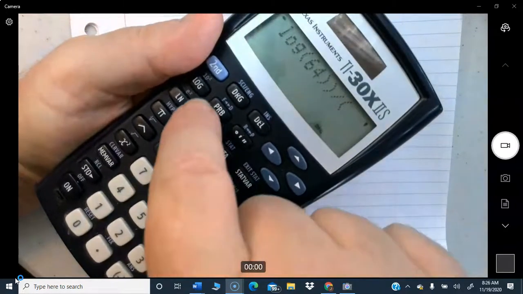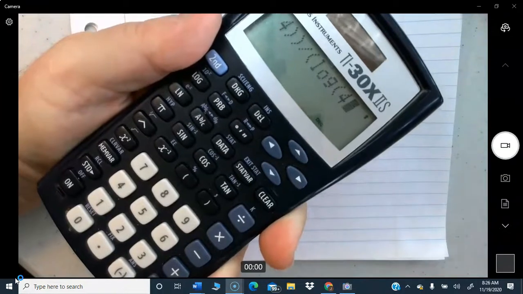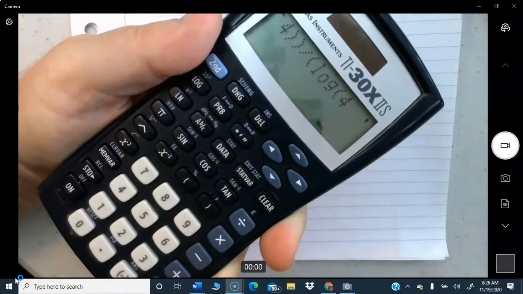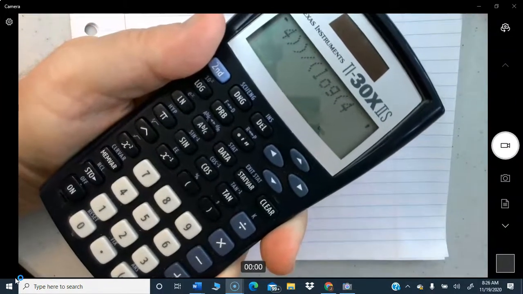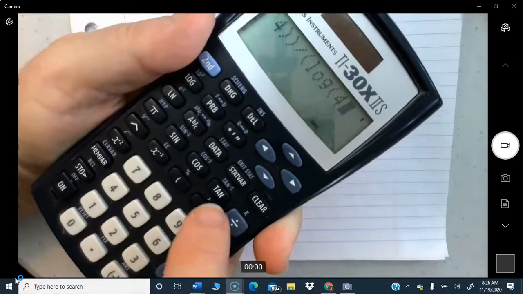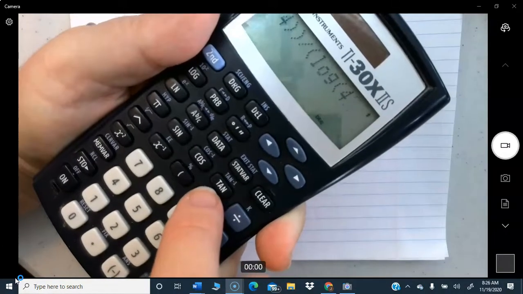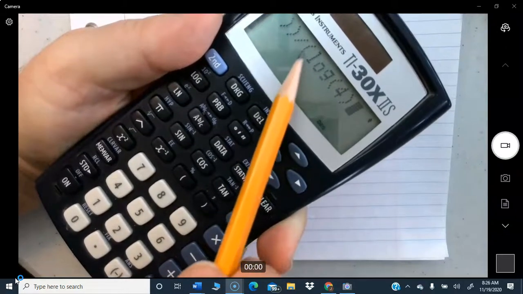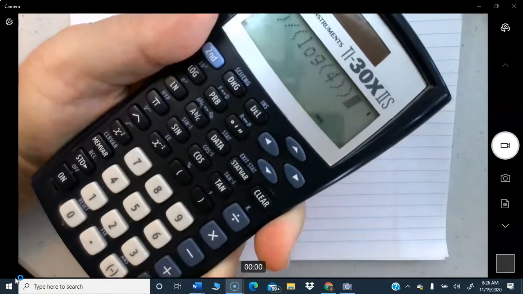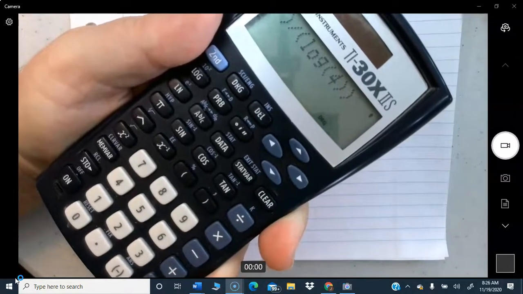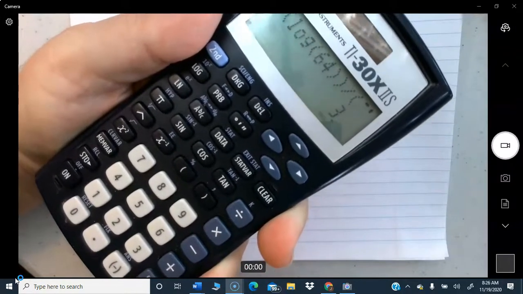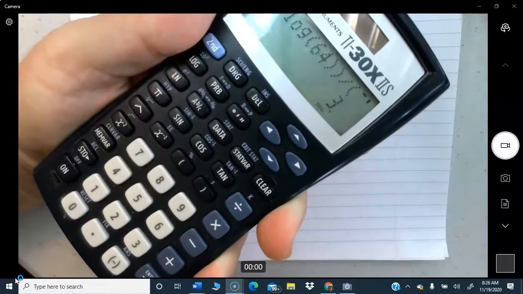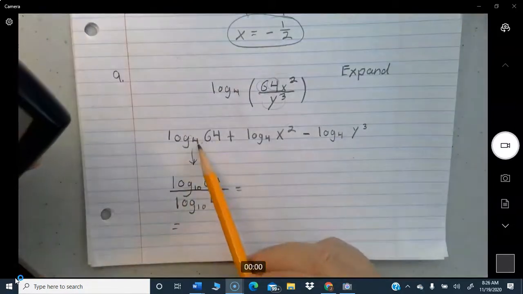4. And if you don't feel comfortable doing this all at one time, do the log of 64 first, write it down, do the log of 4 second, write it down, and then divide those two numbers, okay? If you don't feel comfortable doing what I'm doing. So I have to close that parenthesis, and then I have to close this parenthesis also. So it's a second close parenthesis. Okay, and if you hit that, it gives you 3.